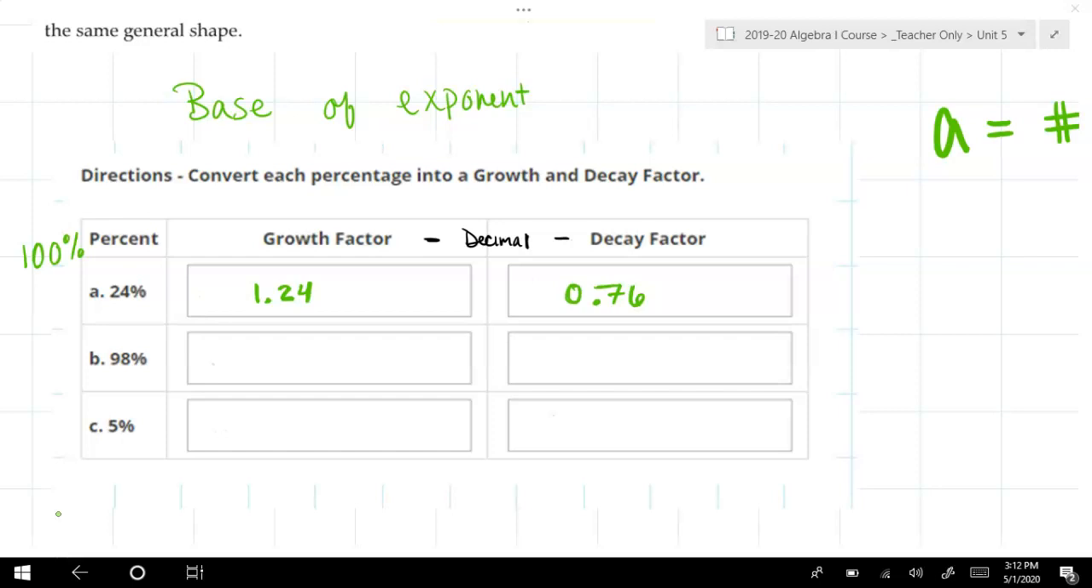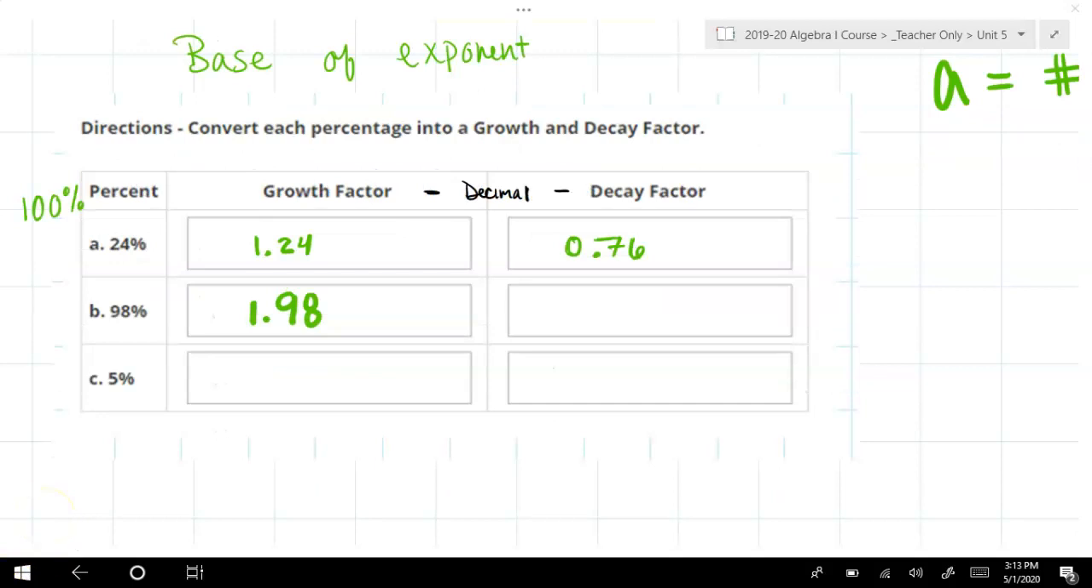So let's continue here. If we have 98%, we're going to grow by 98%. That means we're going to nearly double. So we're going to bring back the 100% of what was and bring back 98% more. The decay factor, if we're going to decline by 98%, then we only have 2% coming back.